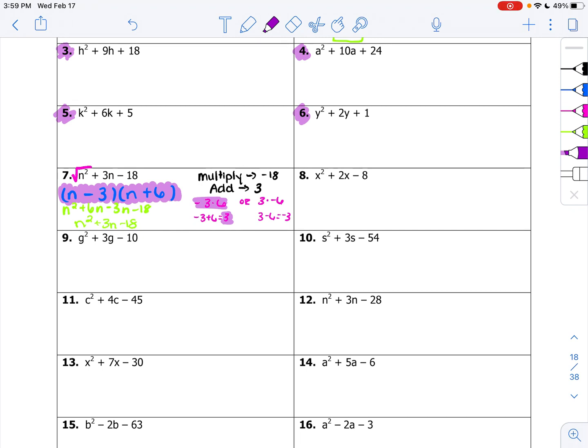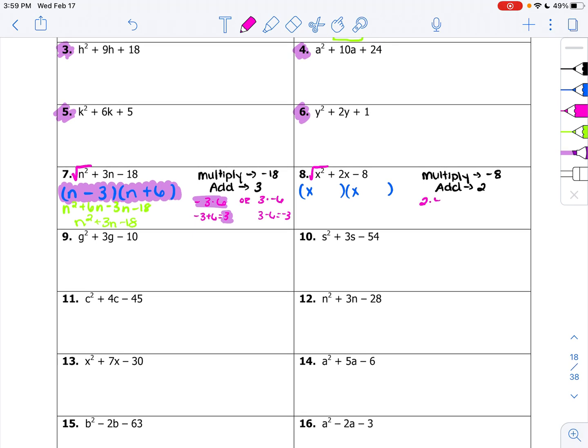Number 8. So again, we can go ahead and set it up because it's just a trinomial with a leading coefficient of 1. The square root of x squared is x, so that's my first term. And I'm looking for two numbers that will multiply to give me negative 8 and combine to give me a positive 2. So thinking of our combinations that give me 8, you have 1 and 8, but combining those two, I'm not really going to probably get a 2. You have 2 times 4. I could maybe get a 2 there.